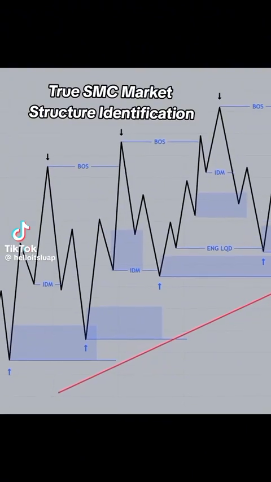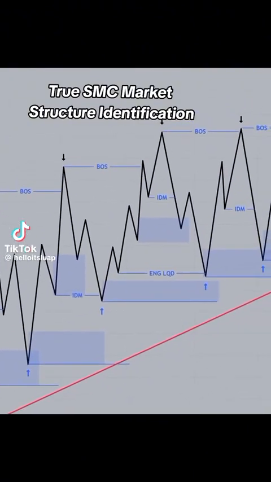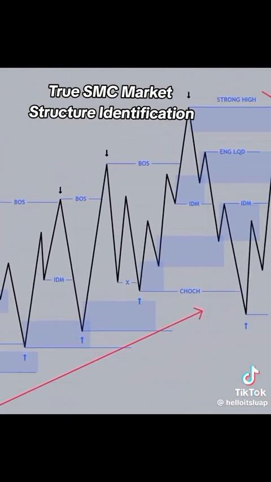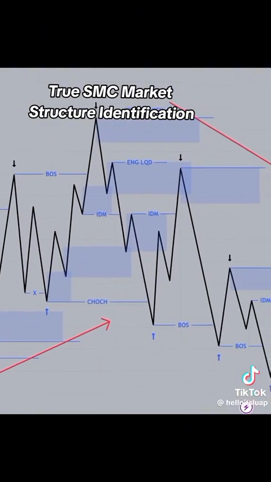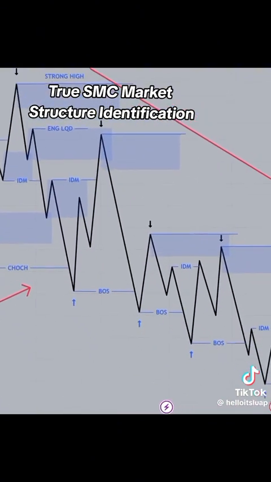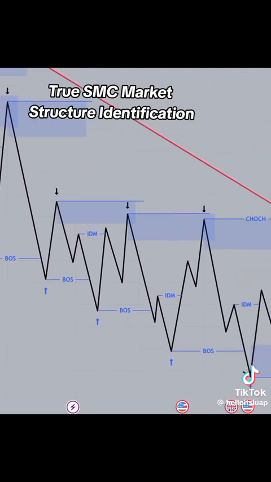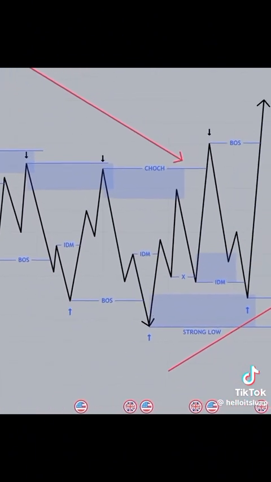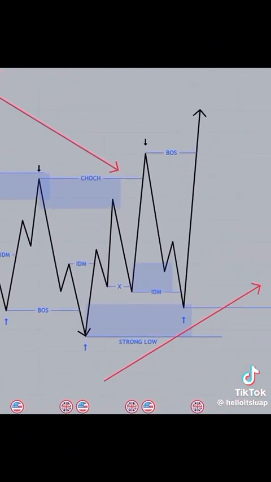In this video, I am going to show you how to accurately identify true SMC market structure. This is a core step in chart analysis because any mistake made here will naturally affect the subsequent steps of your analysis. So without wasting any time, let's dive in.